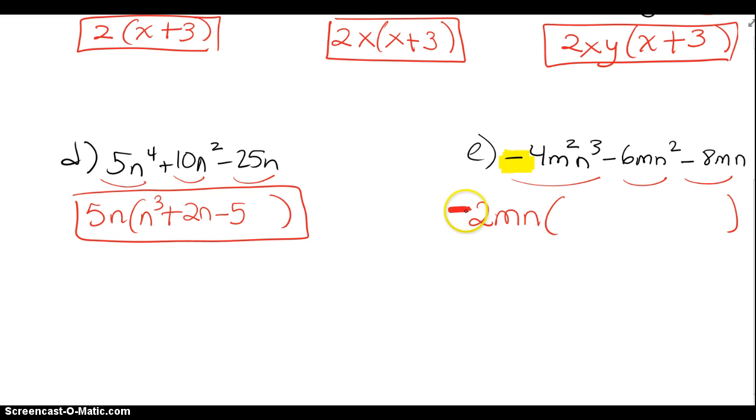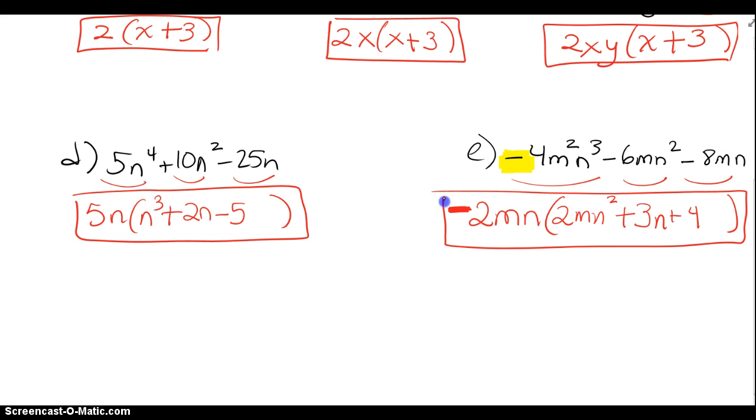Now be careful, when you pull out a negative, it switches all of these signs to the opposite. So negative 4 divided by negative 2 is a positive 2. I have one m left and an n squared. This negative switches into a positive. I have 6 divided by 2, which is 3. The m is gone, and I only have one n left. And again, negative 8 divided by negative 2 is a positive 4. m is out, n is out outside. I am done. That's all I can do with that one.